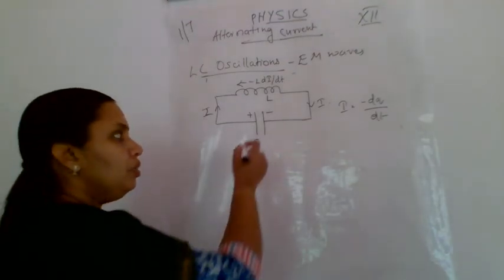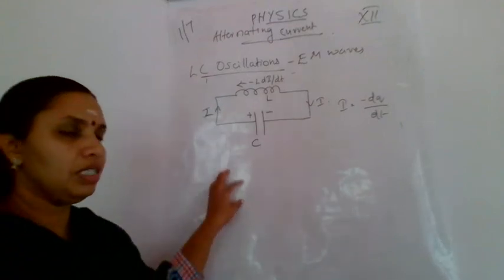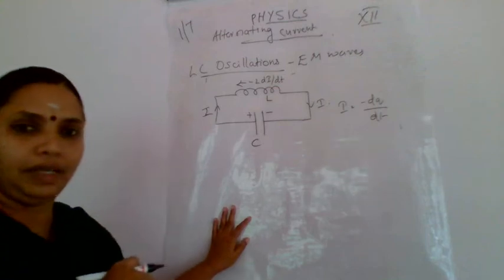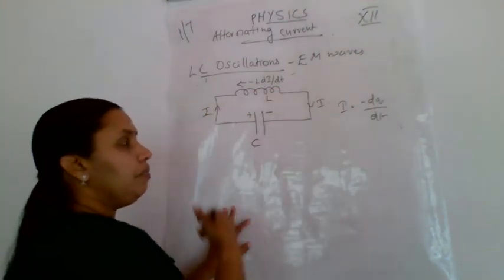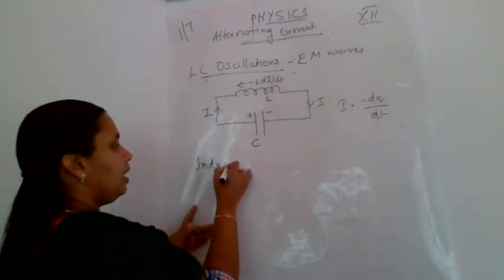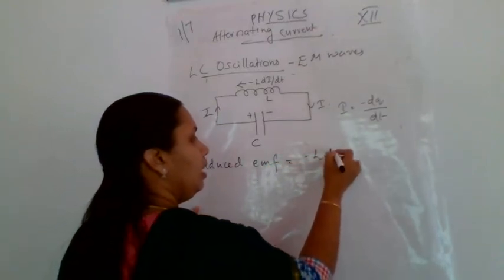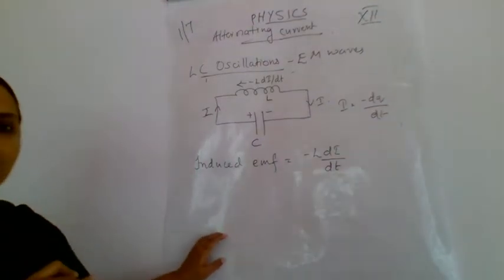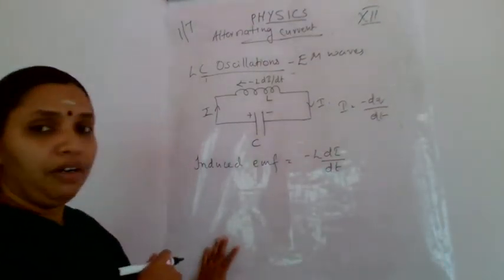Okay, so while discharging, what happened? The current starts flowing through this, and what is the current? We know current I is equal to minus dq by dt, and we know that when the current flows through this inductor, there will be an induced EMF. Okay, so induced EMF across the inductor is minus L di by dt. We have already studied that, where L is the inductance and di by dt is the rate of change of current.